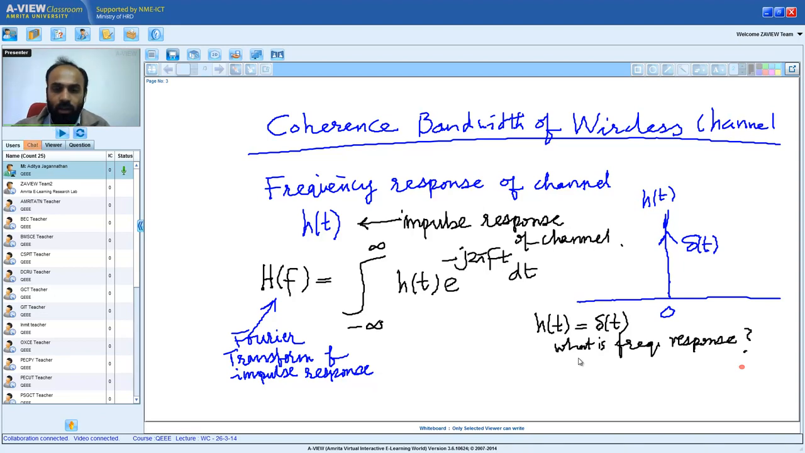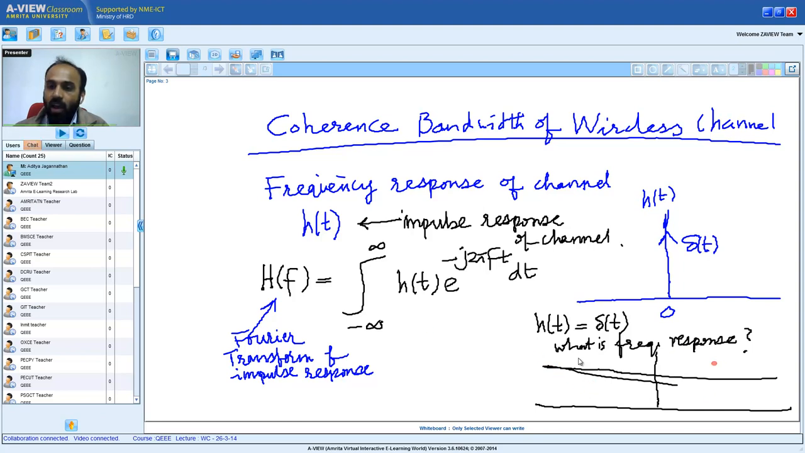That is basically equal to unity, right? If I have h(t) equals delta(t), I basically have something that is flat, that is H(f) equals 1 over the entire frequency band. Everyone can see that it is basically flat over the entire frequency band.